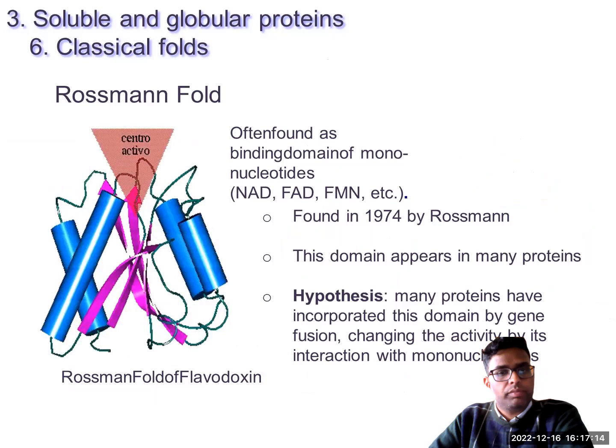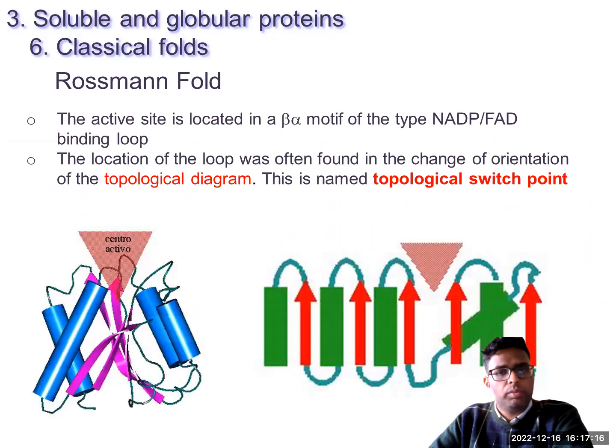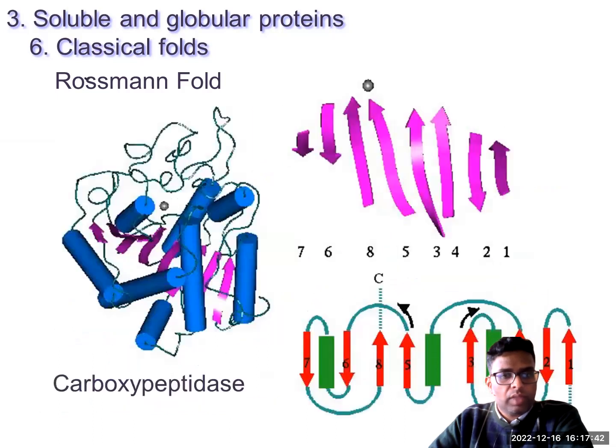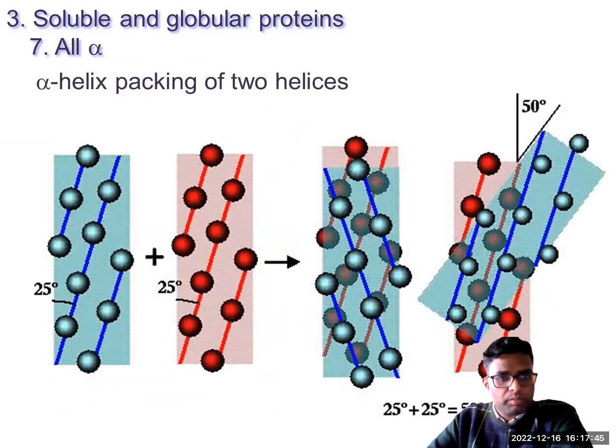These are just examples. The Rossmann fold has, suppose, beta sheet and alpha helix, beta sheet and alpha helix, and a loop in that direction. So definitely there is a region in which some enzymes have an active site. Such things are found in the Rossmann fold. Yes, this is some active site, a binding site for AMP and ATP. Such things are found in a classical enzyme, the carboxypeptidase. These are just proteins which have the Rossmann fold.